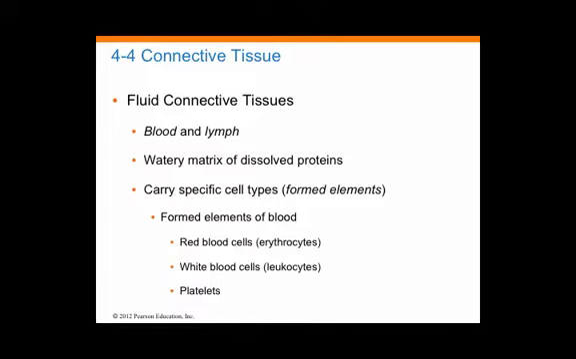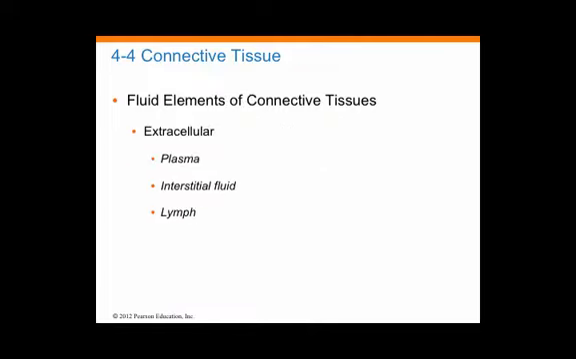The specialized cells of fluid connective tissue are the formed elements that include the red blood cells, called erythrocytes, the white blood cells, called leukocytes, and the platelets, called thrombocytes. The ground substance of fluid connective tissues is very watery. It has a different name depending on its location.